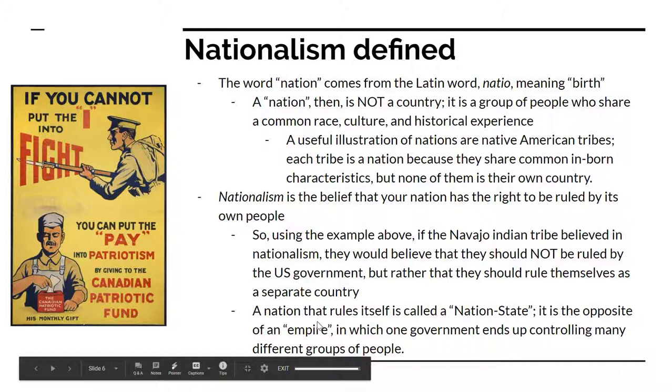A nation state rules over its own people and its own people only. An empire is when one specific group of people rules over many different groups of people, when one nation controls a territory that includes many other nations. So that would be the opposite of a nation state. And we'll see that these two, as you might predict, empires and nations, are going to come into conflict with one another because nations don't want to be ruled by empires.